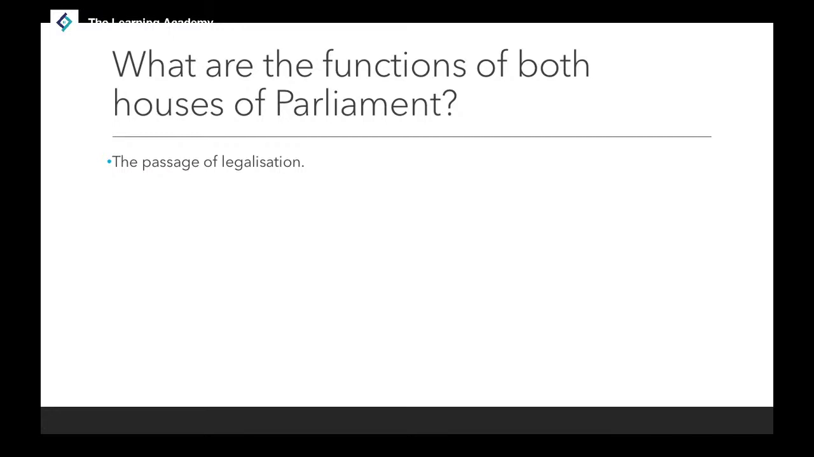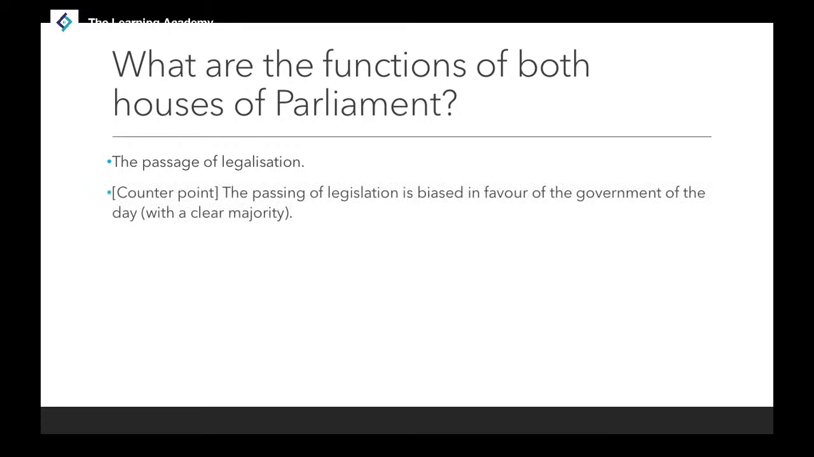And I've linked some statistics in the chat. And you could also talk about the fact that legislation is generally biased in favour of the government of the day, because they have a clear majority, so they have control over the agenda. A second point we could talk about is the fact that they scrutinise and hold government to account.